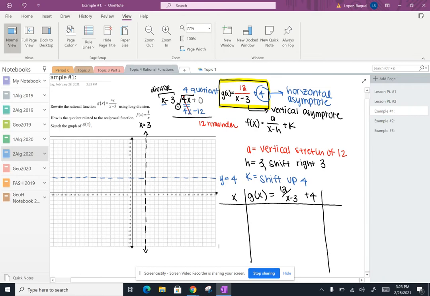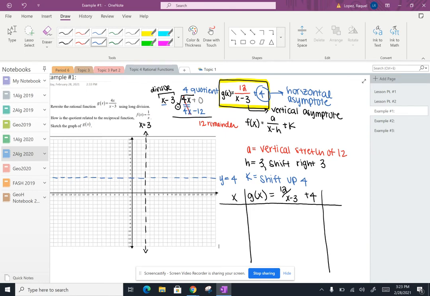All right, so the next thing I want to do is pick really just some convenient values for me to plot. So I'm going to just go ahead and plot, let's pick 6. So if x equals 6, that means I'm going to put 6 in for x and figure out what that is. So let's see. 6 minus 3 is 3. So I have right here 12 divided by 3, which is 4. 4 plus 4 is going to give me 8. So one of my points is at 6, comma 8. And I'm going to go ahead and plot that.